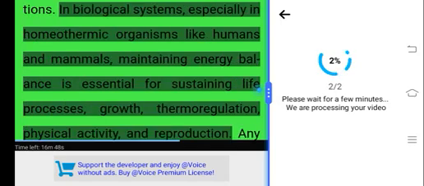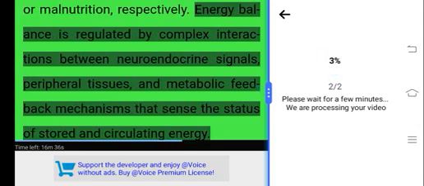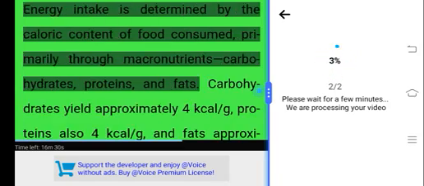In biological systems, especially in homeothermic organisms like humans and mammals, maintaining energy balance is essential for sustaining life processes, growth, thermoregulation, physical activity, and reproduction. Any chronic deviation from this balance, either positive (excess intake) or negative (deficit in intake), can result in obesity or malnutrition, respectively. Energy balance is regulated by complex interactions between neuroendocrine signals, peripheral tissues, and metabolic feedback mechanisms that sense the status of stored and circulating energy.